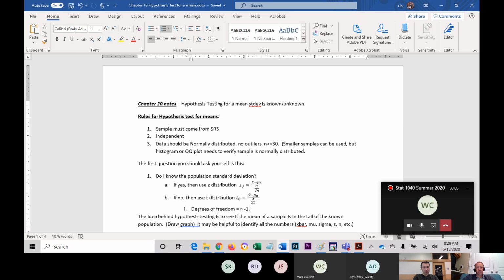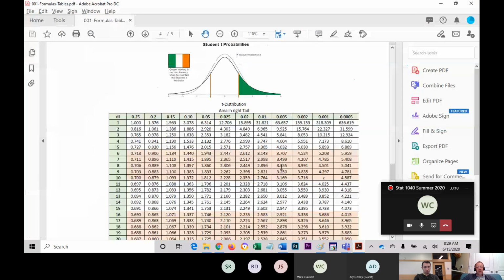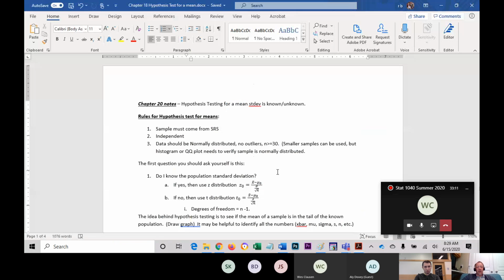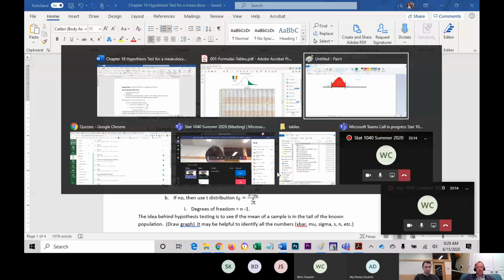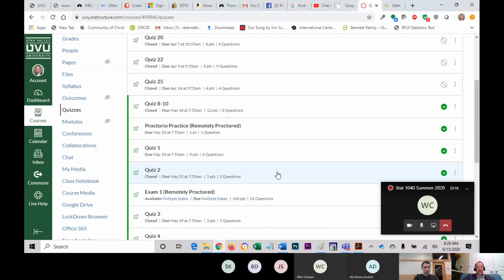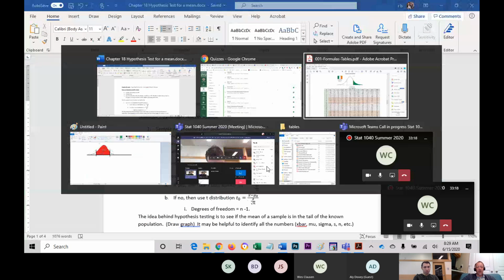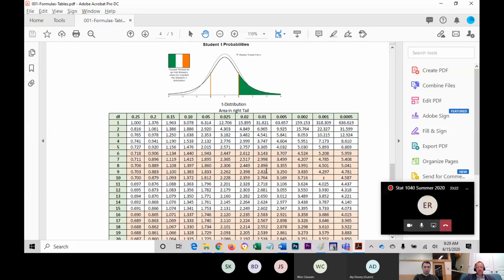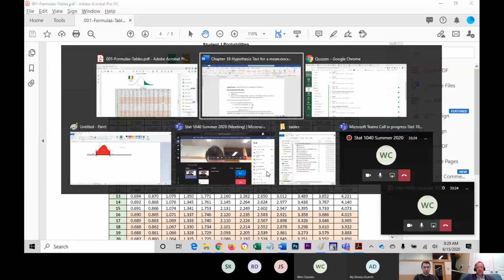So we'll talk about p-values in a little bit. And they're kind of a pain to do with the chart. All right, let me go back to my notes.